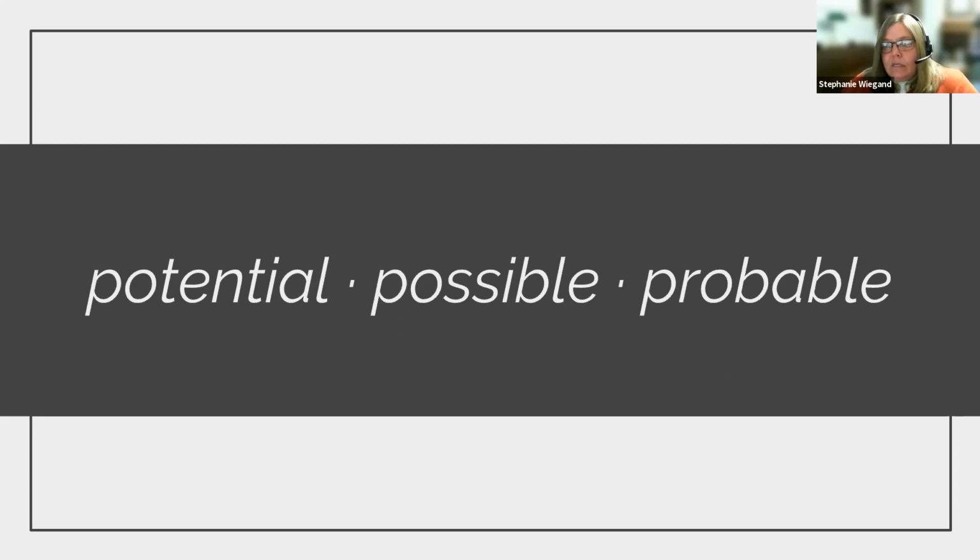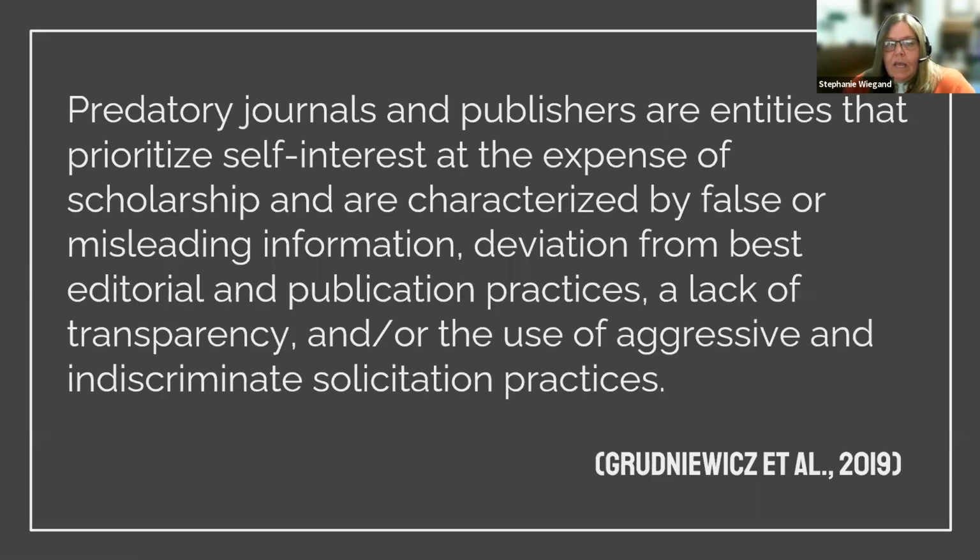Thus, in 2019, a group of researchers worked to find consensus on a definition of predatory journals. And what you see here is the definition that resulted. They focus on the self-interest of the journals and publishers in their practices, how they offer misleading or false information, they use aggressive marketing tactics, and they lack good publication practices, specifically peer review and other quality checks.